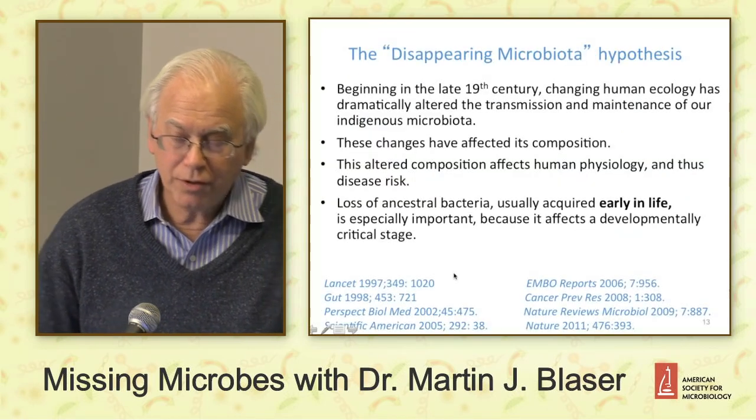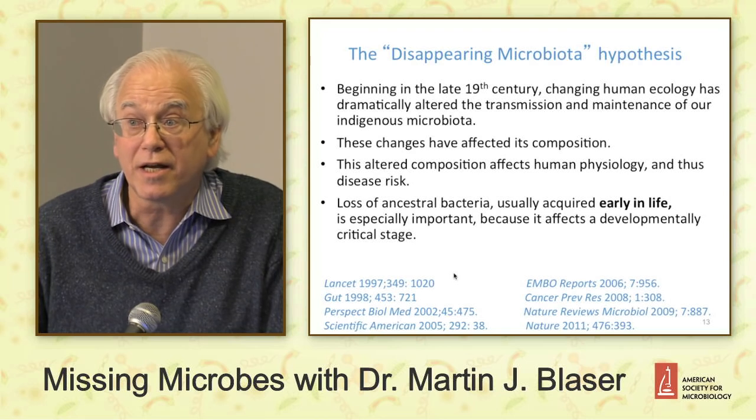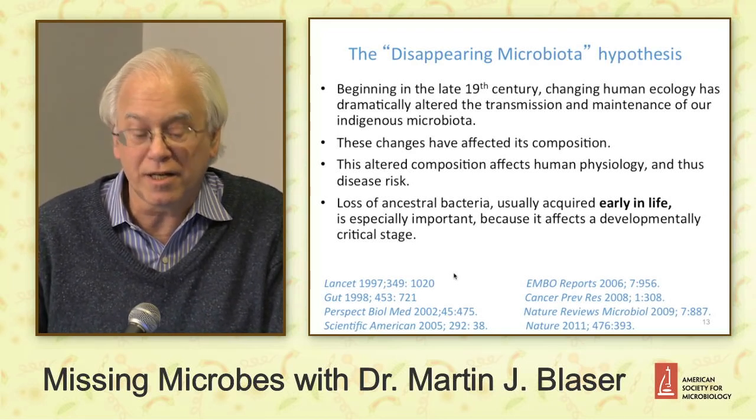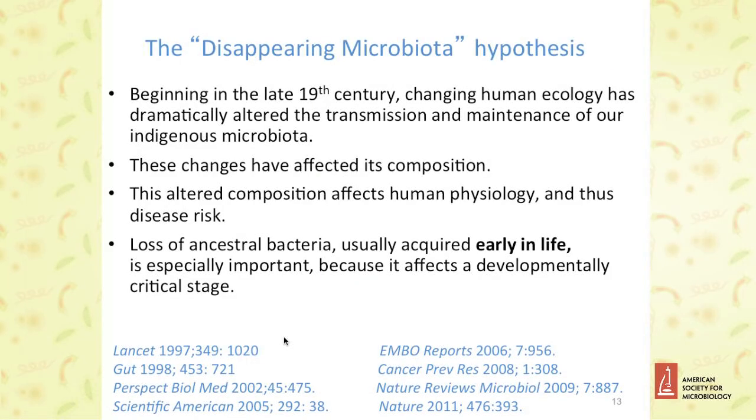So based on these kinds of differences, over the last about 2 decades, I've been formulating an idea that I call the disappearing microbiota hypothesis. And it has 4 main tenets. First, beginning in the late 19th century, changing human ecology has dramatically altered the transmission and maintenance of our indigenous microbiota. These changes have affected its composition. We have evidence for this. This altered composition affects human physiology and thus disease risk.